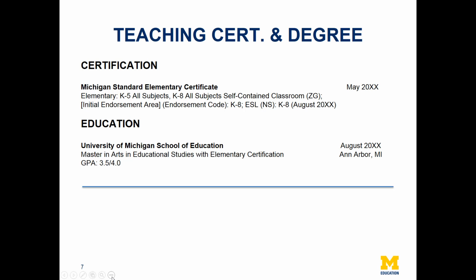For all of those in the ELMAC and undergraduate elementary program, the initial certificate you will be issued as an elementary teacher in the state of Michigan will be called a Michigan Standard Elementary Certificate. Now, on that certificate, you are going to have 2 endorsement areas. The first is an elementary endorsement that certifies you to teach K through 5, all subjects, and K through 8, all subjects self-contained classroom. What this means is, in addition to your elementary endorsement, you will also have an endorsement in another teaching area, and this will allow you to teach K through 8 in that area.